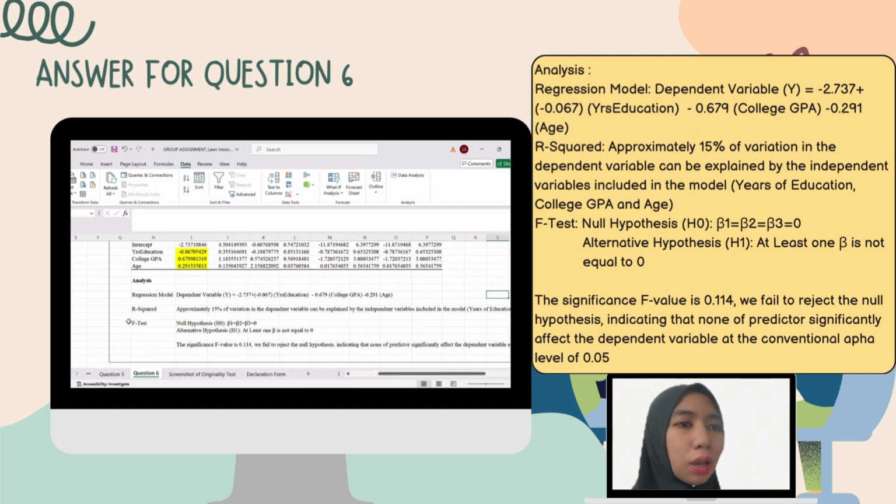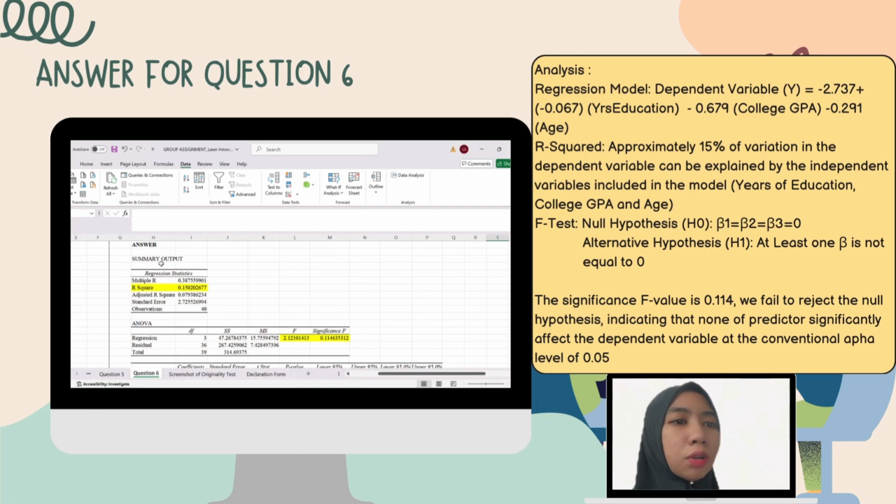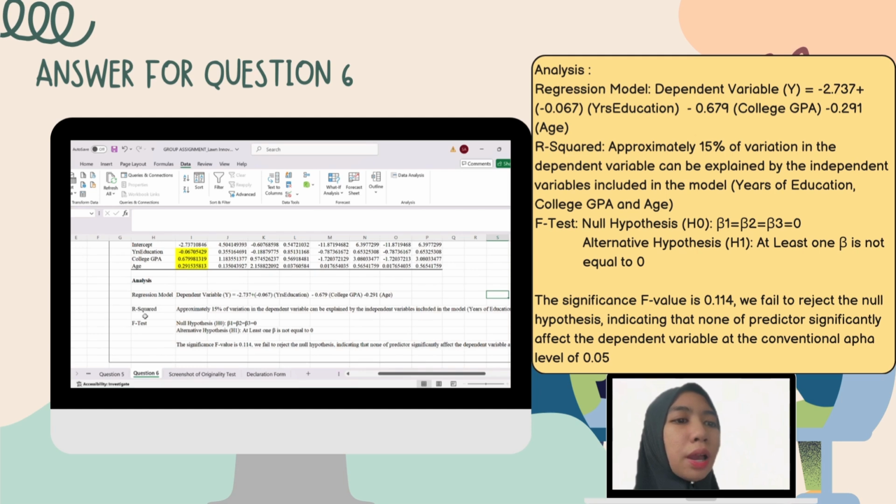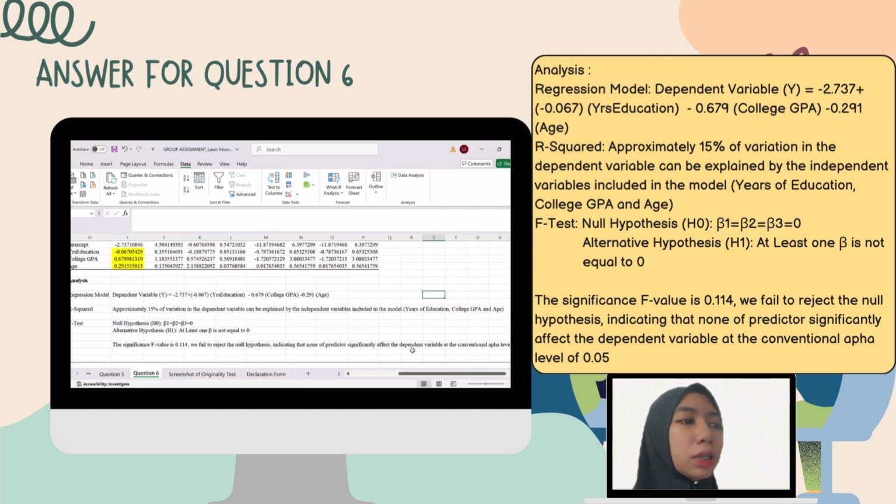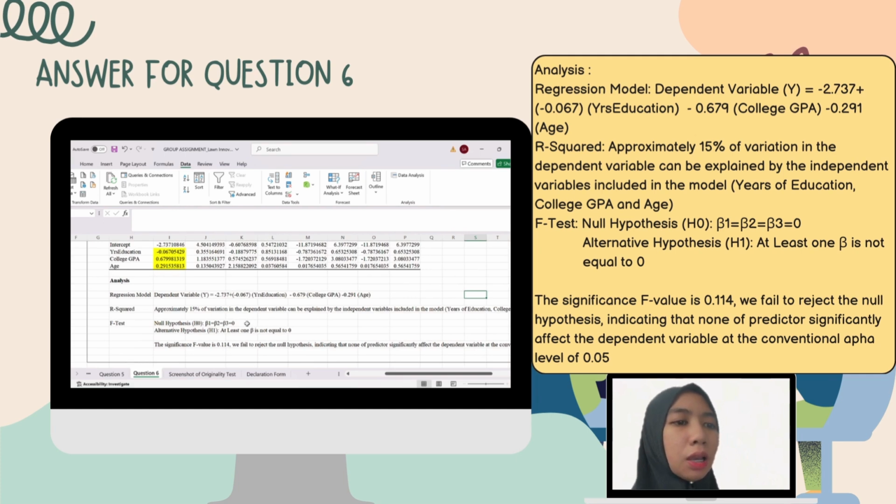For the R square, we get it from here, the regression statistics, which is 50%. So for the R square, approximately 50% of variation in the dependent variable can be explained by the independent variables included in the model: year of education, college GPA, and age. For the F test, the null hypothesis, we have beta 1 equal to beta 2 equal to beta 3 equal to 0. And for the alternative hypothesis, at least one beta is not equal to 0.